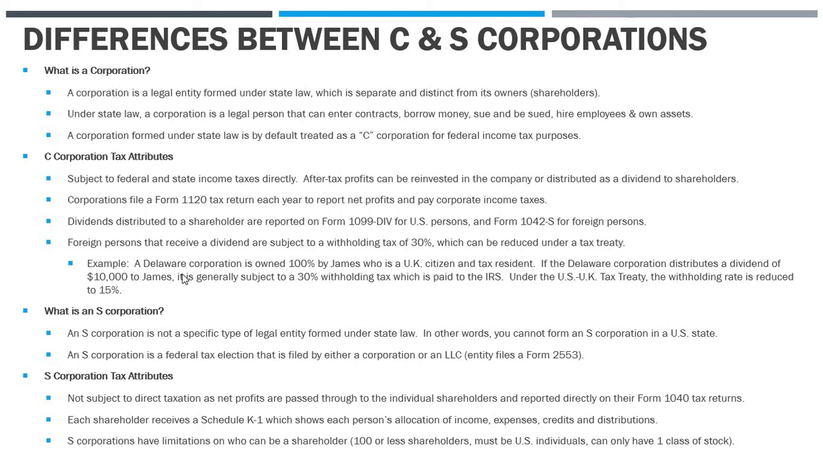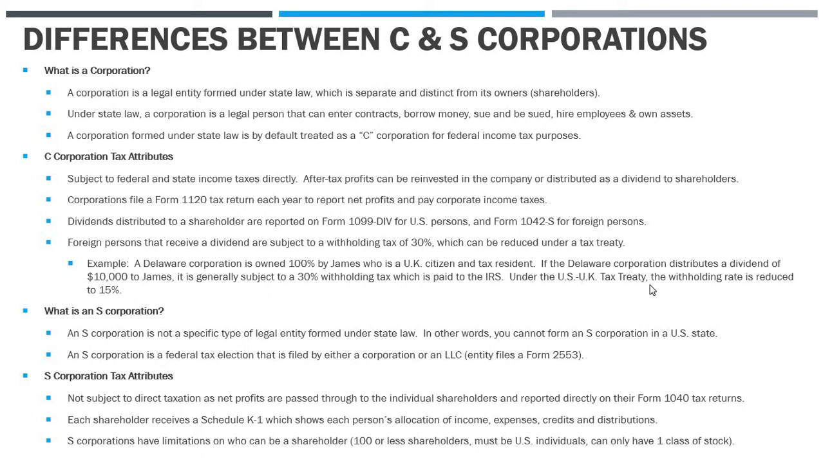So I have an example here, a very simple one. We have a Delaware corporation. It's owned 100% by James, so he's a UK citizen and tax resident. Let's say James lives in London. If the Delaware corporation distributes a dividend of $10,000 to James, the standard rate is 30% withholding tax. That's what gets paid to the IRS. So the company would have to withhold $3,000, pay that to the IRS, and James only gets $7,000. Okay, but under the U.S.-UK tax treaty, because James is a UK tax resident, the withholding rates can be reduced.